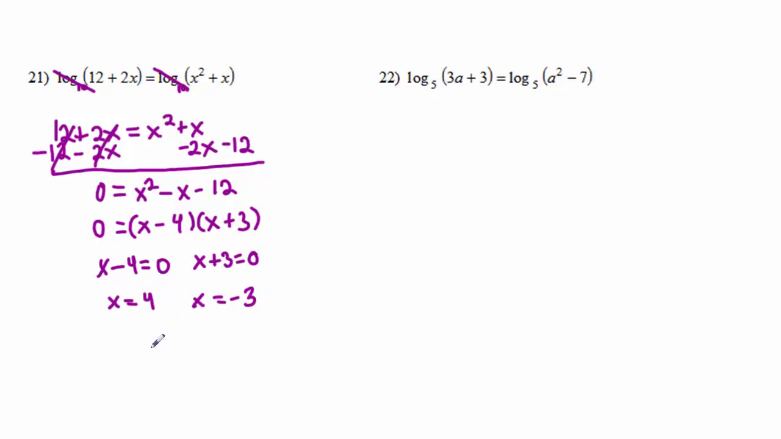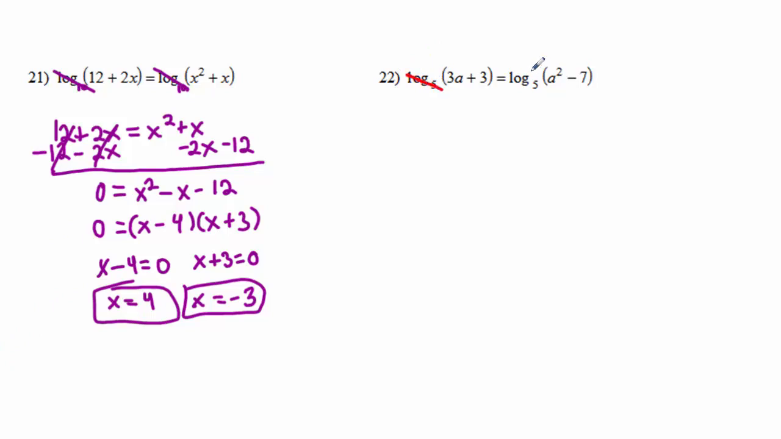Especially when there's 2 answers, you need to go back and check. Sometimes it works out that both of them are valid. When I plug in a positive 4, that works out and gives me positive. If I plug in a negative 3, that's 12 minus 6, that's positive. This is 9 minus 3, that's positive. So they both do work out, but I'm pretty sure on the next one they won't.